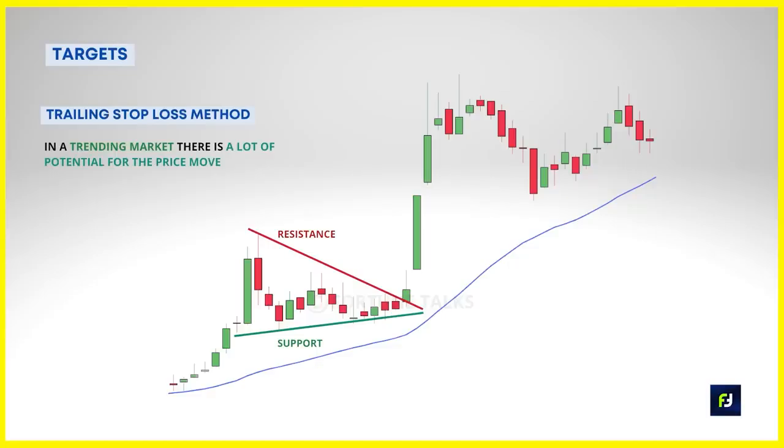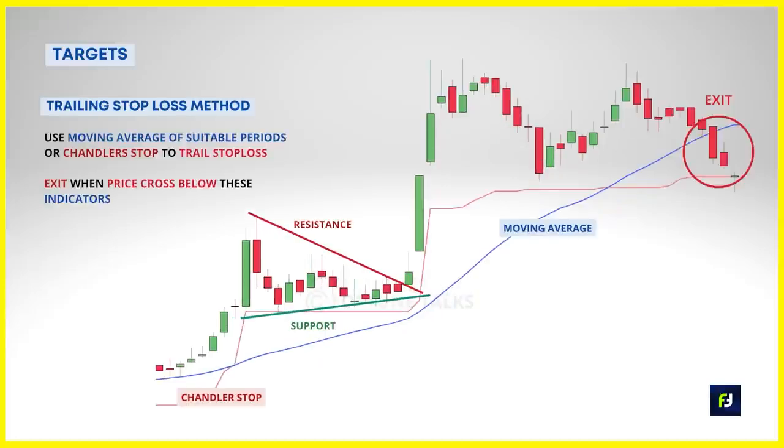You can also choose to trail your stop loss until the market takes you out of the trade. Now is this a better option? Think about this. The bull pennant pattern usually appears in a strong trending market or just after the price breaks out of a range. So in such market conditions, there is a lot of potential for the trend to continue higher, and the only way to ride it is to trail your stop losses. Now to trail your stop loss in the best possible manner, you can use indicators like moving averages or Chandelier stop and only exit the trade if the market closes below it.